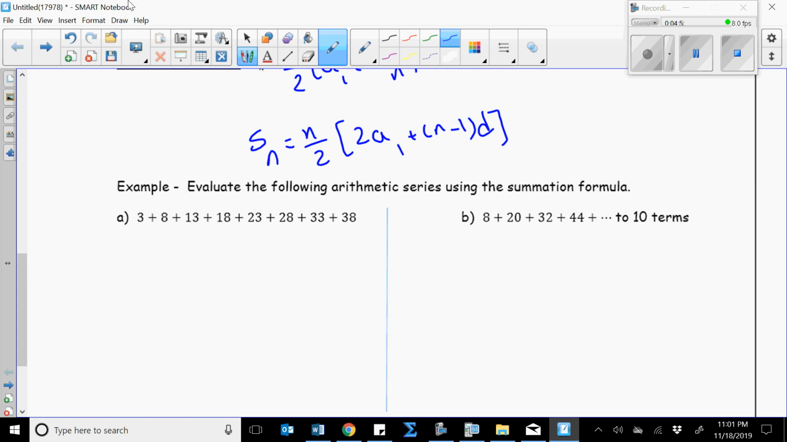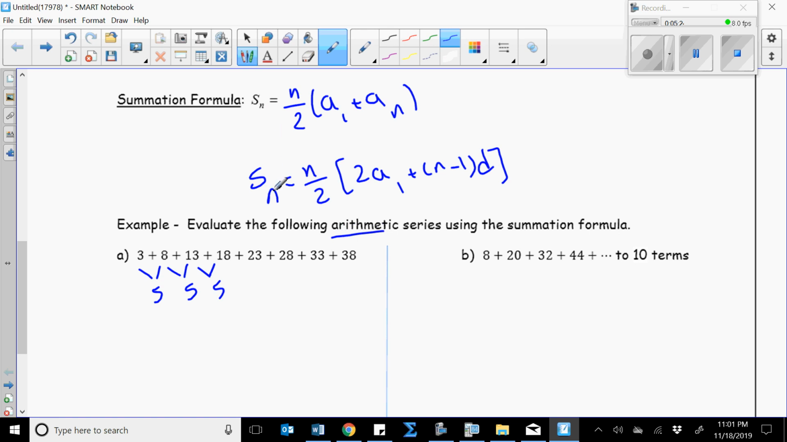So here we have this arithmetic sequence: 3 plus 8 plus 13 plus 18 and so on. The first thing that I'm going to do here is find the difference between the terms. 8 minus 3 is 5. 13 minus 8 is 5. This is 5. So this confirms that we have an arithmetic series here. So I can use one of these formulas, either of them works. But since I have the first term a1 and the last term an, I can go ahead and use this formula. I just need to find the number of the terms.